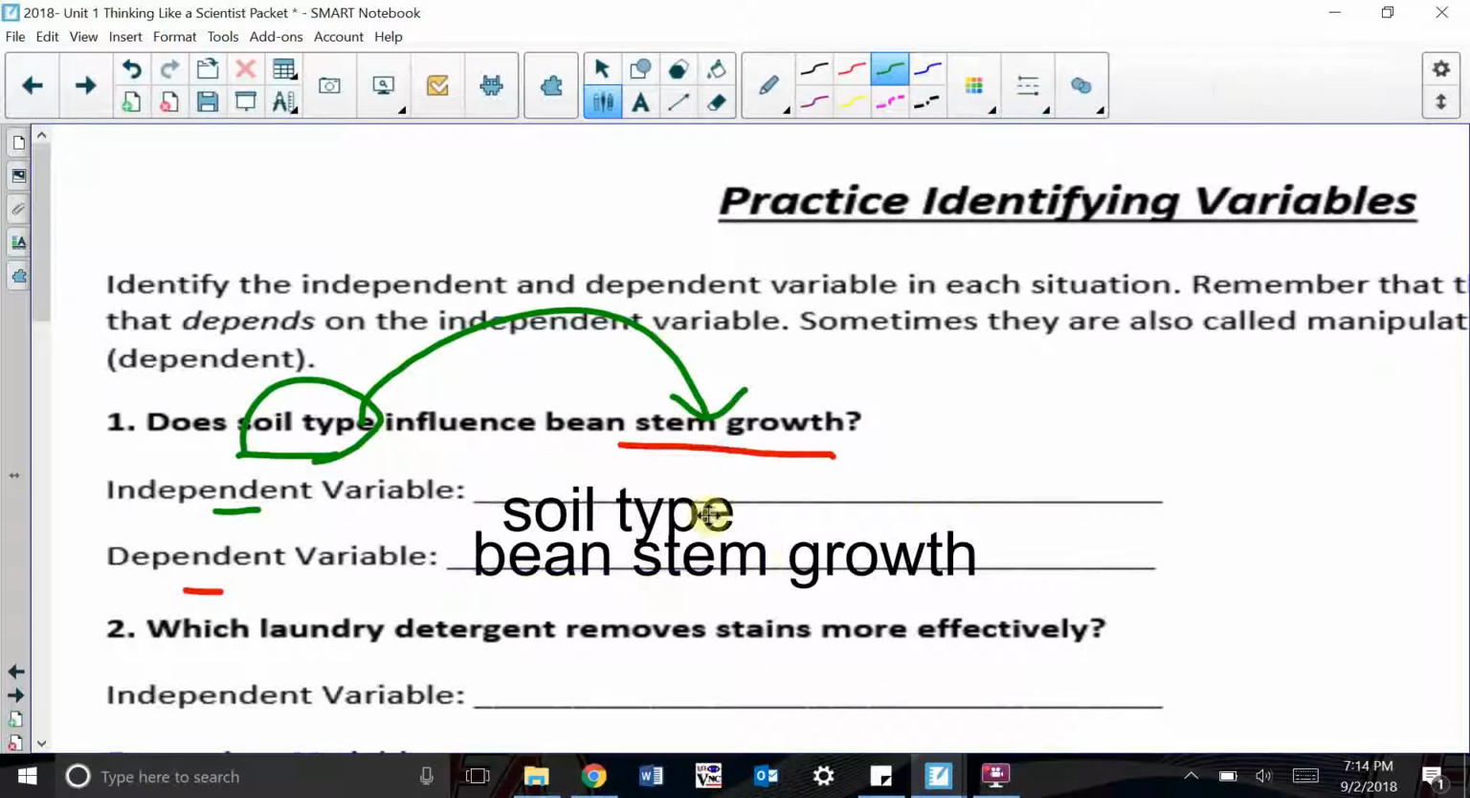It's important to notice that there's a lot of different ways that you could phrase this. You could say type of soil, whether the soil is sandy or rocky. There's a variety of different things. It's important that you don't just say soil, though, because I could argue, are we talking about how much soil? The color of the soil? No, we're talking about what type of soil is going to affect my bean growth.